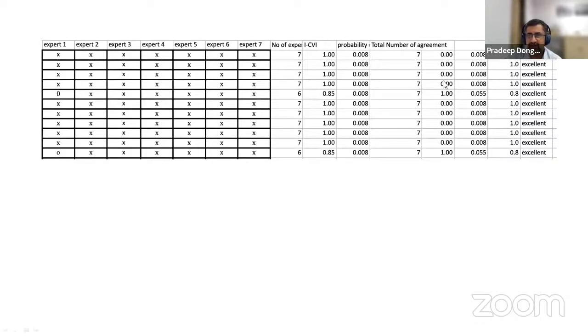You can say that the item is excellent, excellent, excellent, and somewhere it would come as good. If it is more than 0.8, it is excellent. If it is 0.6 to 0.8, or 0.7 to 0.8, it is good. So there are various forms of measurement that you use to classify your items. Depending on that, you can always modify your item depending on what the experts opine.